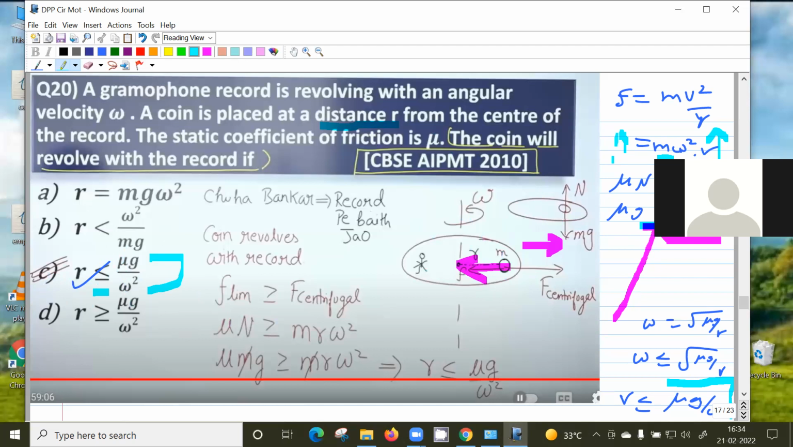Sorry, omega is a fixed value. No, this is not required. R is less than or equal to this one.